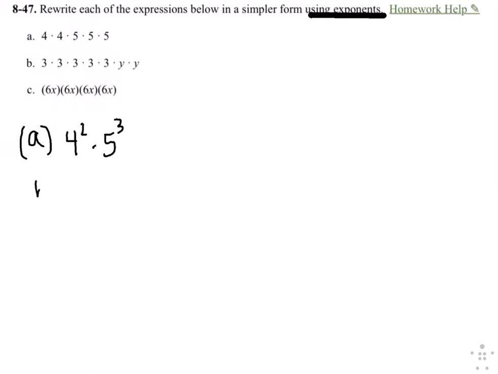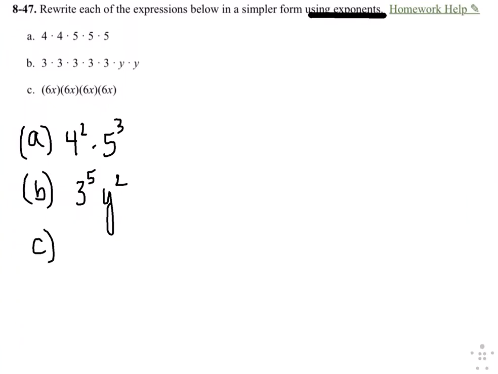Same for b, right? I have 1, 2, 3, 4, 5 3's, so that's 3 to the 5th, right? And then 2 y's, y squared, right? Now normally you would never leave it like this. This is not in simplified form. This is just a simpler form using exponents, right? Simplified, we would actually multiply 3 times itself 5 times and put that in front of the y squared.